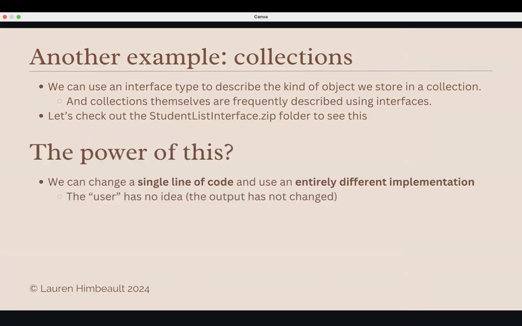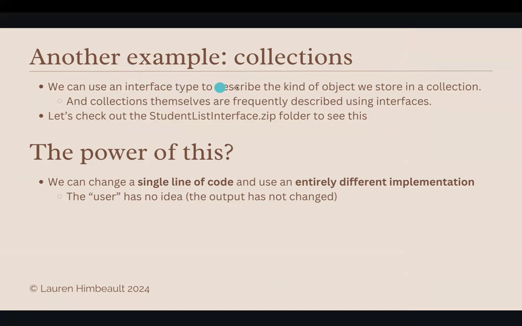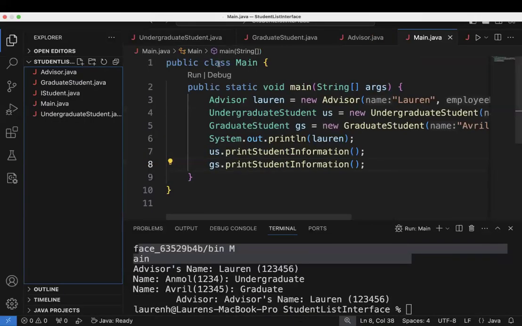And now this is really important, and we're going to see why in just a minute, because we can actually use an interface type to describe the kind of object as a collection as well, meaning that we can change a single line of code and use a totally different type of implementation, and it's a non-issue for us. So let's see what that actually means.